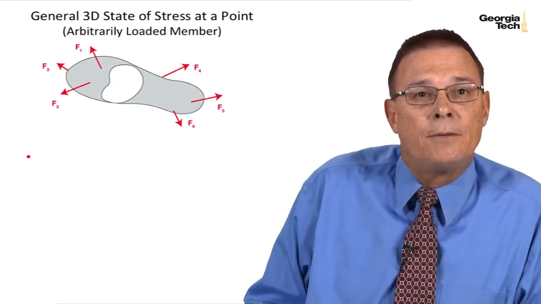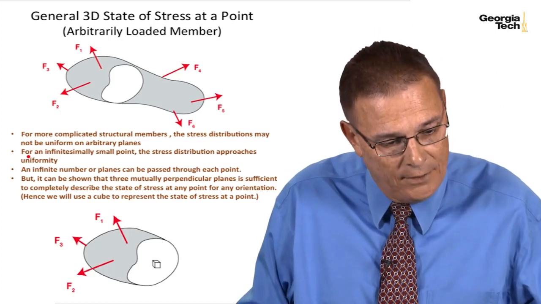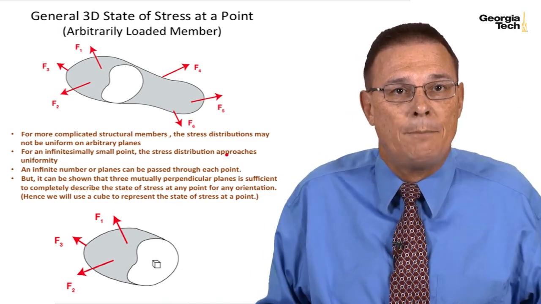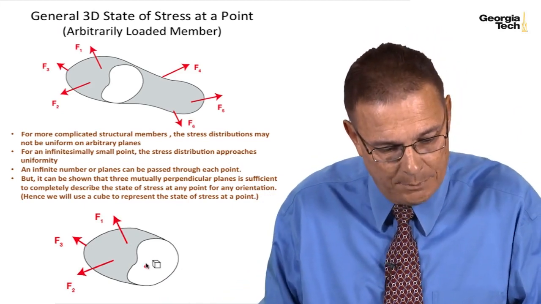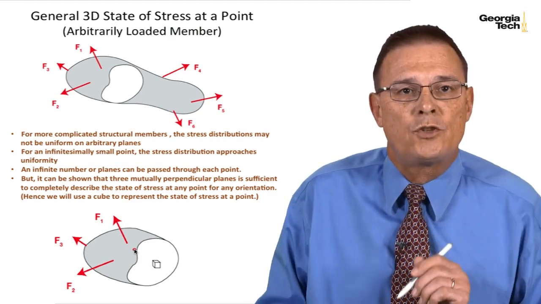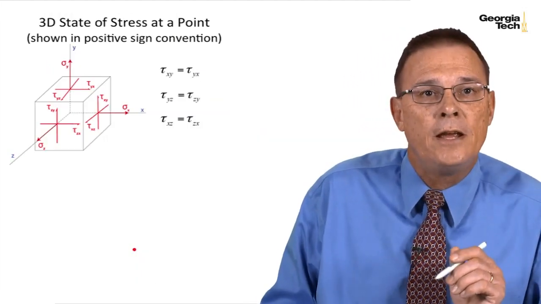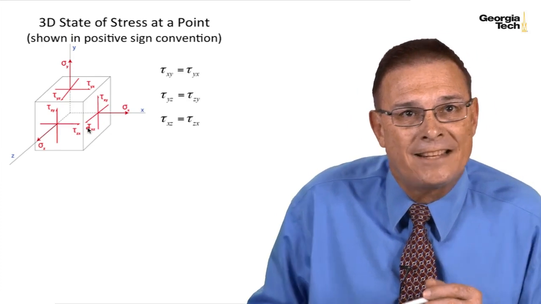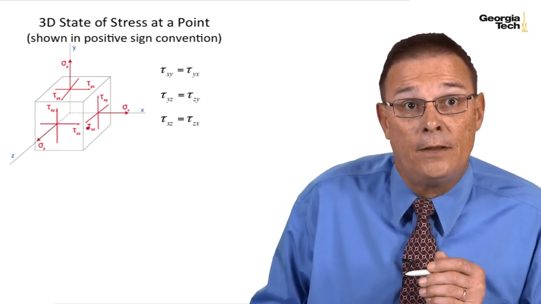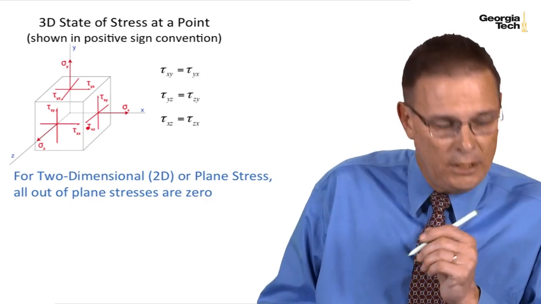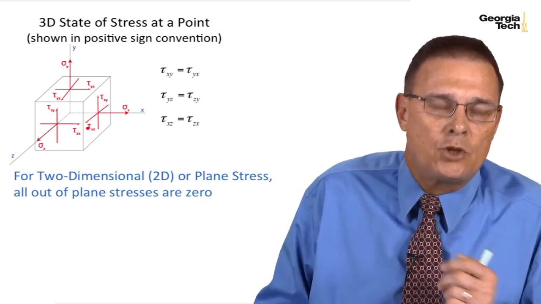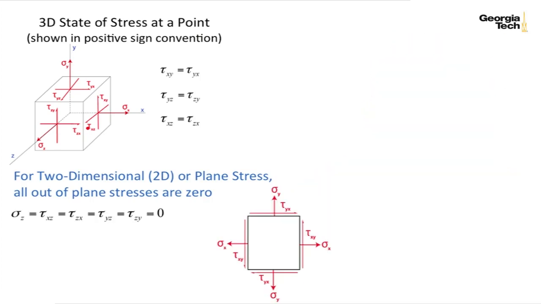If you remember back to Module 5, I said that for more complicated structures, we may have a stress distribution that may not be uniform, but we can shrink down to an infinitesimally small cube and the stress distribution will approach uniformity. Here's a graphic of that cube, and I've shown the stresses, both the normal and shear stresses, acting on this state of stress at a point in their positive directions. Then in Module 6, we let the out-of-plane stresses in the z direction equal 0, and we came up with the case of plane stress.